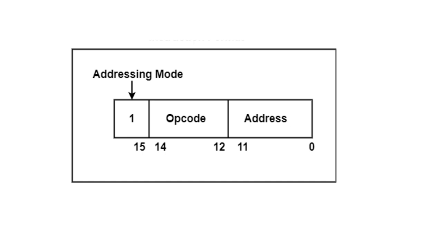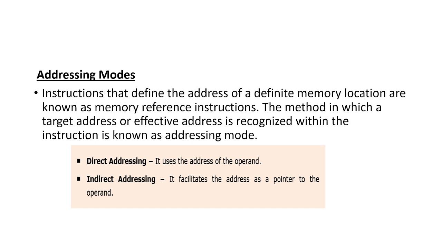Bits 0 to 11 specify the address. It includes 4096 words, and then there is the opcode. The opcode is the operation that the user wants to perform on a specific operand. It should be specified in 3 bits, as well as the addressing bit. The addressing flag, the addressing bit, specified here is 1. So it means we have to use the indirect addressing mode.